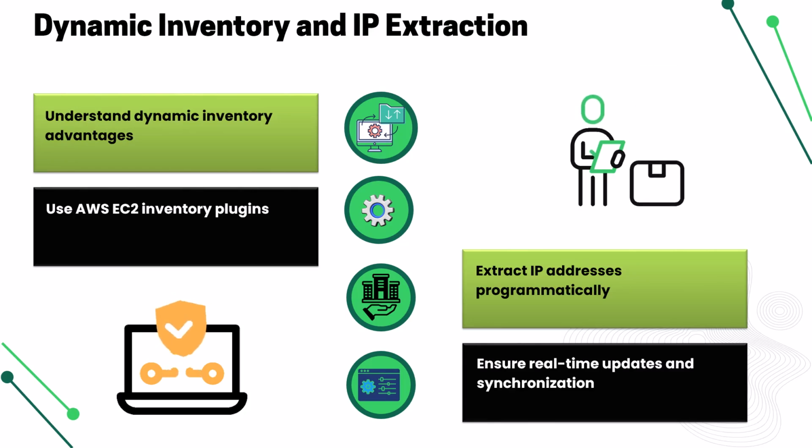Dynamic inventory is a game changer. It keeps our data fresh, no more manual IP hunting. AWS EC2 inventory plugins work like magic, fetching all necessary details effortlessly. With the right scripts, we can extract IPs programmatically, because manual work is so last decade. And syncing data in real time, well, that's the cherry on top.